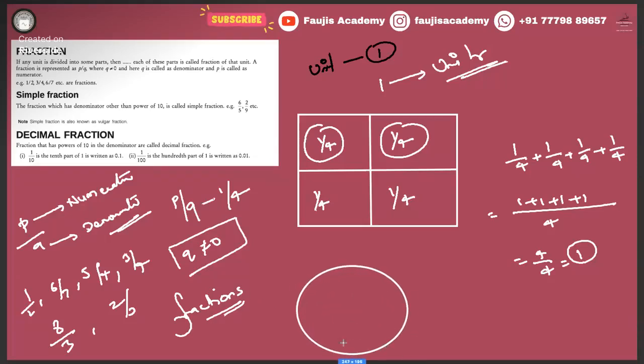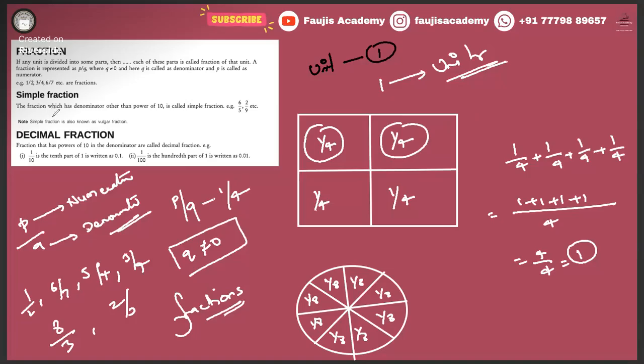Did you understand what exactly we mean by fractions? If there's a pizza, something like this, and you make 8 slices of it, then in this pizza you have 8 parts: 1 by 8, 1 by 8, 1 by 8, 1 by 8, 1 by 8, 1 by 8, and 1 by 8. Is it clear to all of you what exactly we mean by fraction?